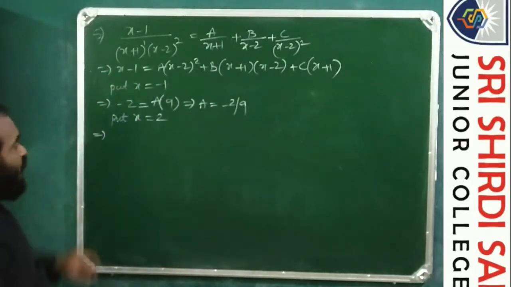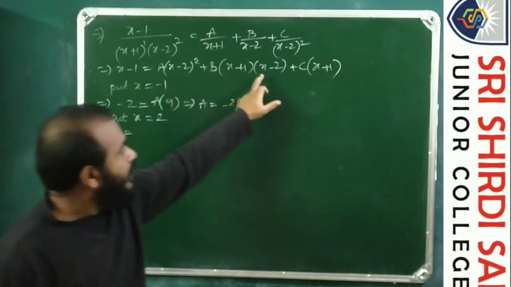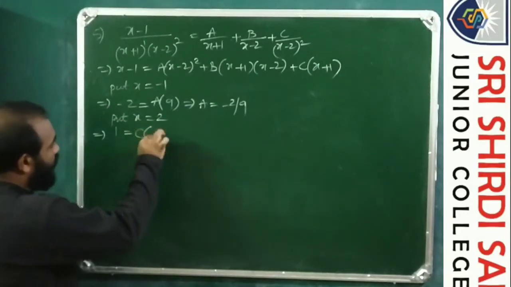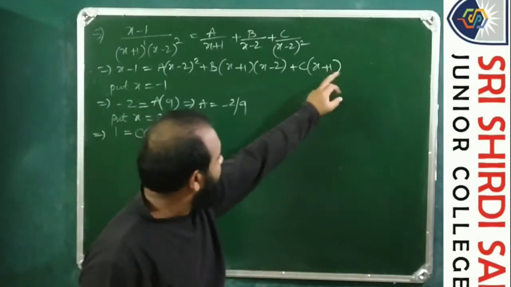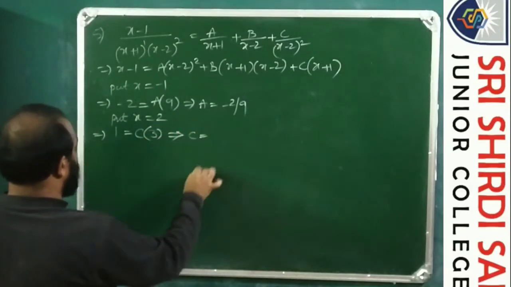2 minus 1 is 1. So this is 2 minus 2, 0. So we are left with the last term, c into x plus 1, 2 plus 1 which is 3. So c is equal to 1 by 3.